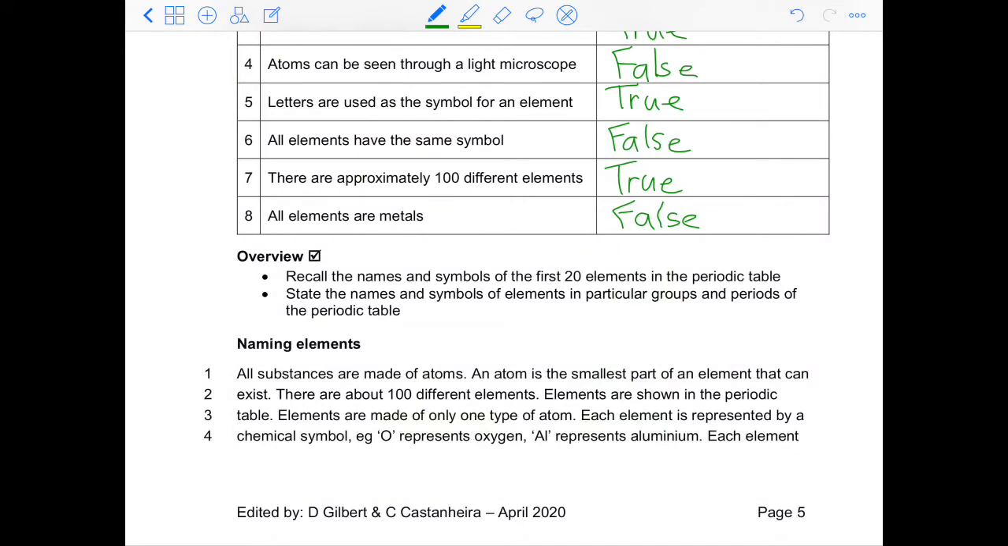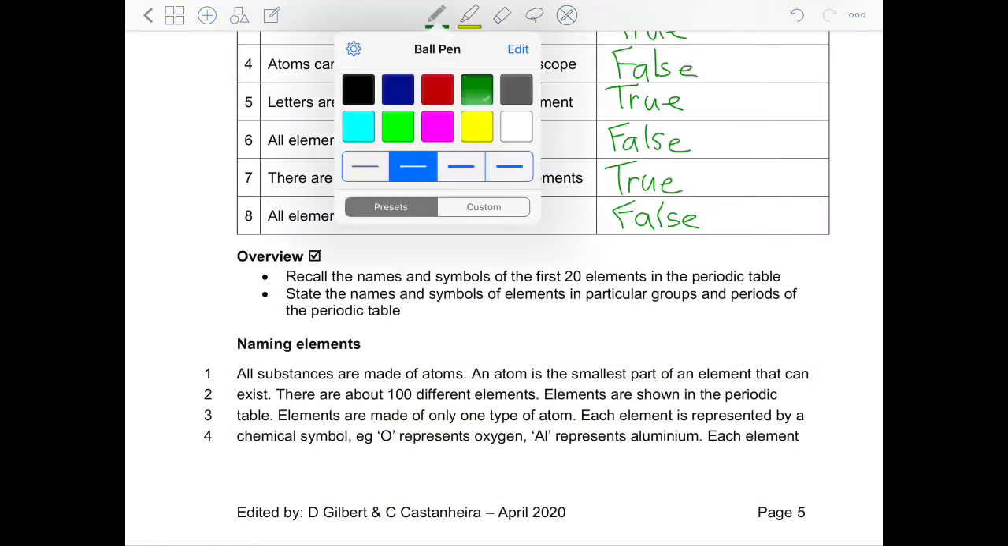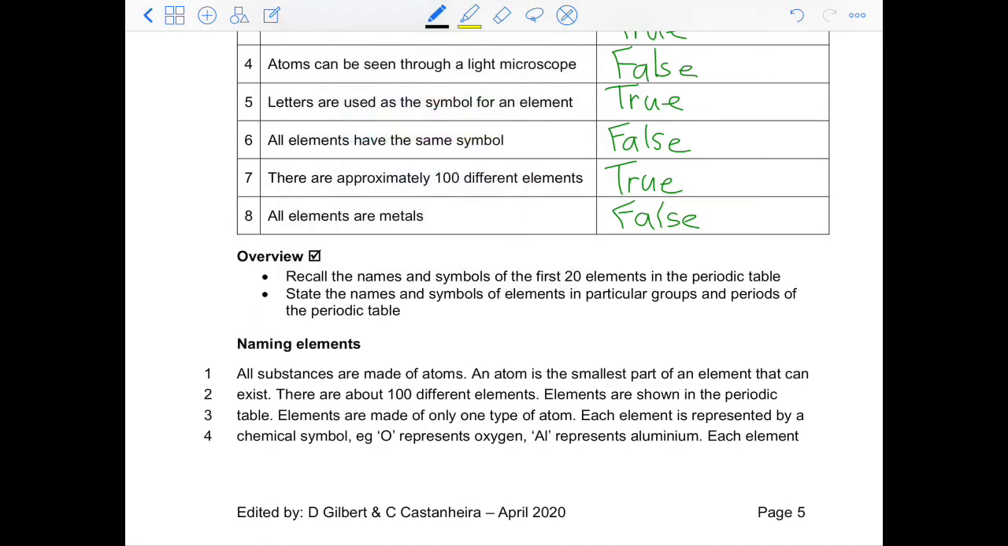All right, now to get into the actual lesson. It says here, all substances are made from atoms. You may remember that the more scientific term for substances is actually matter. So all matter is made up of atoms. So that's anything that has mass. That includes whatever device you're using to watch this right now, the food you eat, and even yourself, all made from atoms. An atom is the smallest part of an element that can exist.